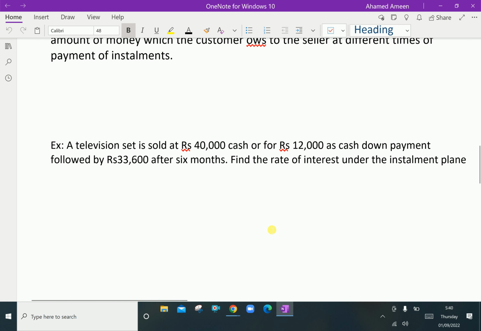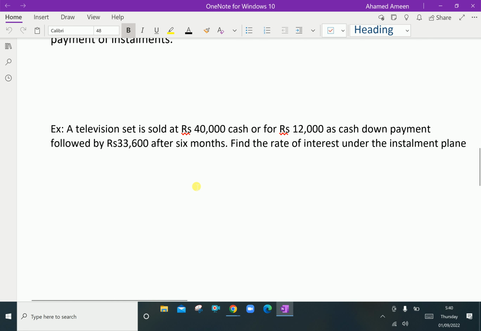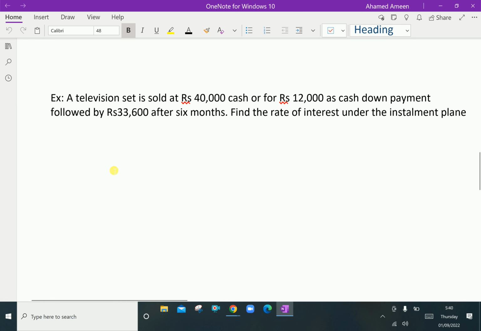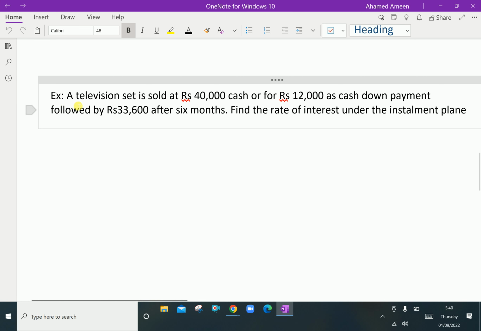Let us solve some examples to understand this concept. Example: a television set is sold at rupees 40,000 cash, or rupees 12,000 as cash down payment followed by 33,600 after 6 months. Find the rate of interest under the installment plan.